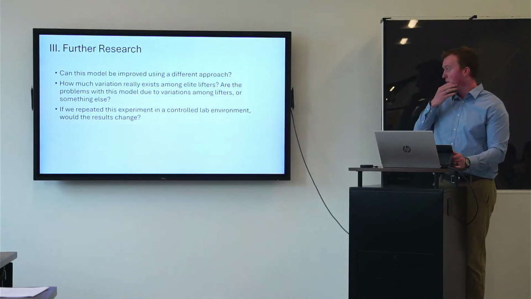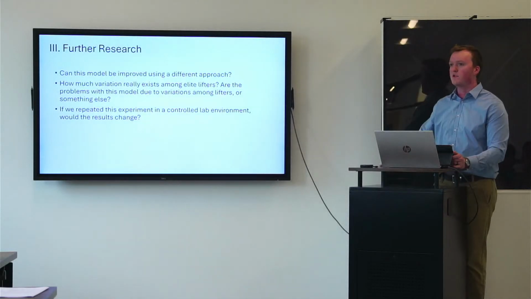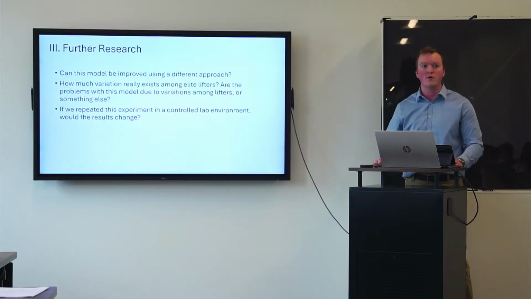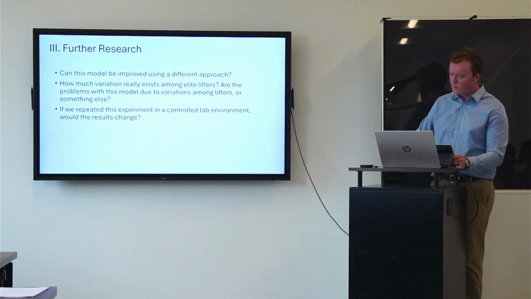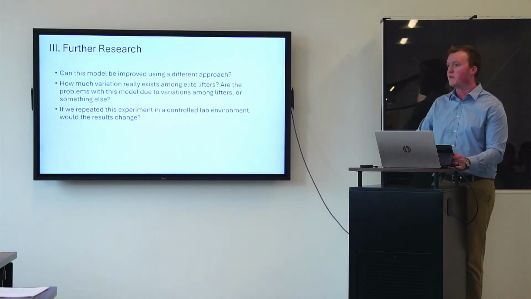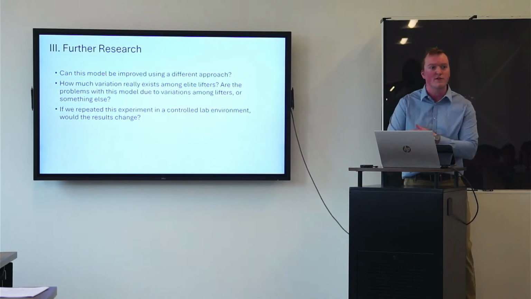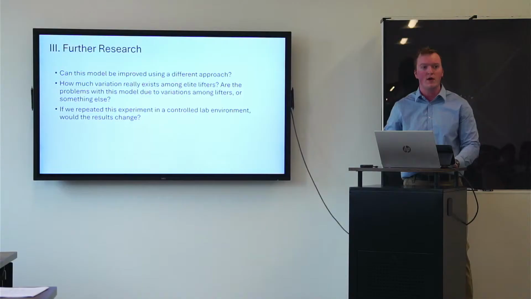Also, I think it would be interesting to determine how much variation actually exists among elite lifters. Obviously when we trained our model, we saw a lot, but I think it'd be interesting to find out if that was due to actual variation or just problems with the recording. And finally, if we were to repeat this experiment in a controlled lab, where we hooked up sensors to the different joints and measured really accurately, would we get anything different?